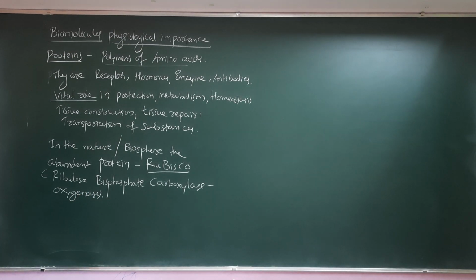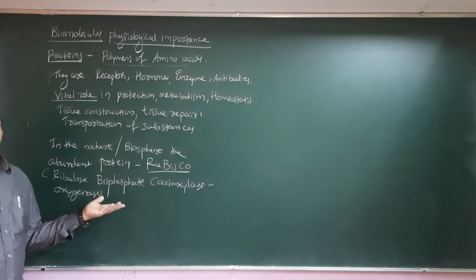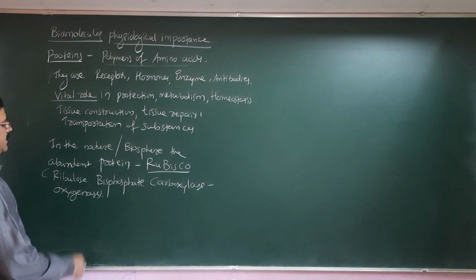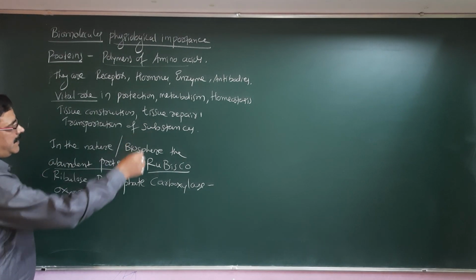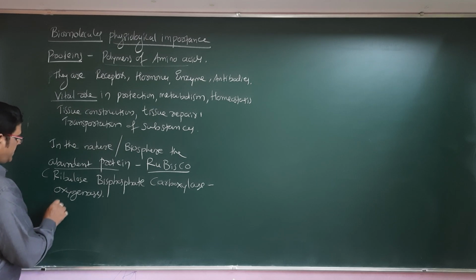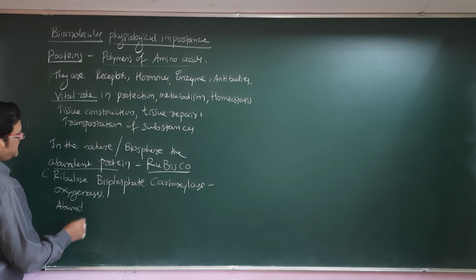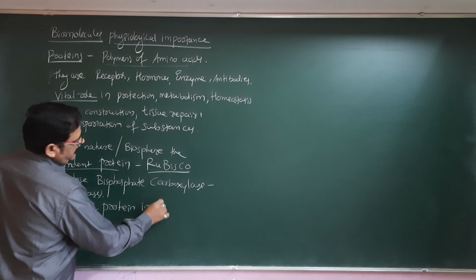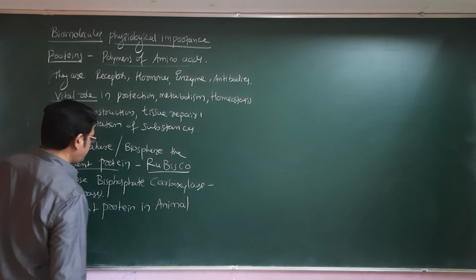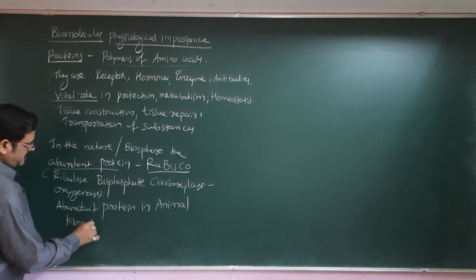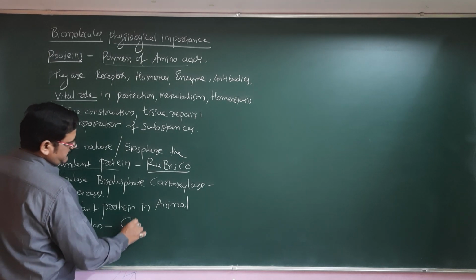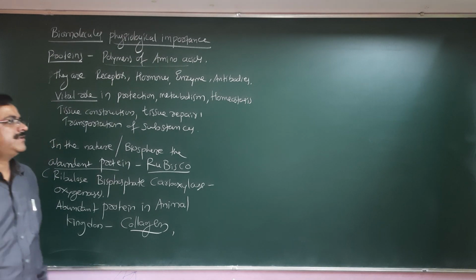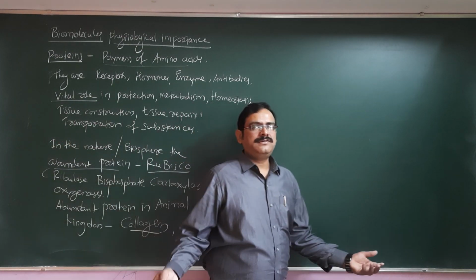Basically it is found in the metabolism of the plants. Rubisco, ribulose bisphosphate carboxylase, is an enzyme that is very much abundant in the entire biosphere. Then the abundant protein in the animal kingdom. In the animal kingdom, what is that? In the animal kingdom, it is collagen. These you need to remember, because collagen forms what we can say the ground substance.